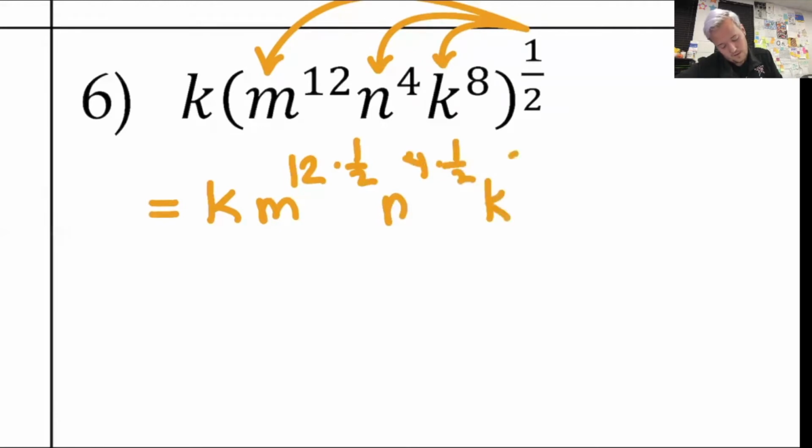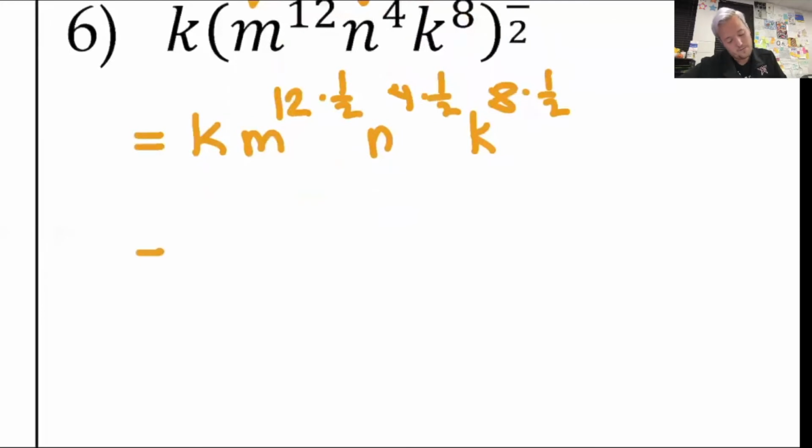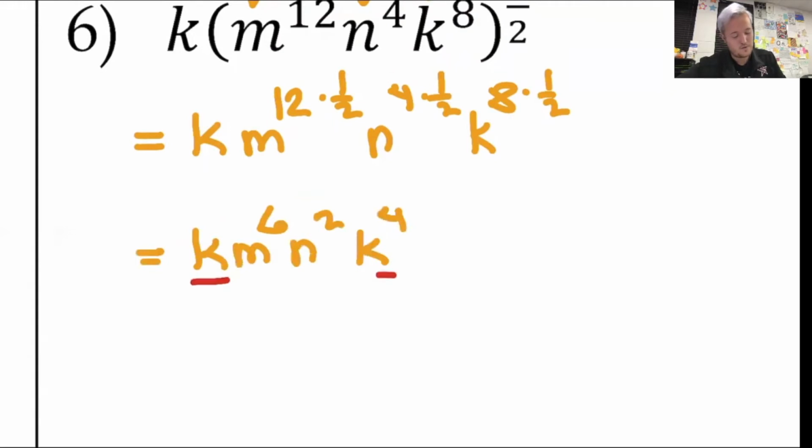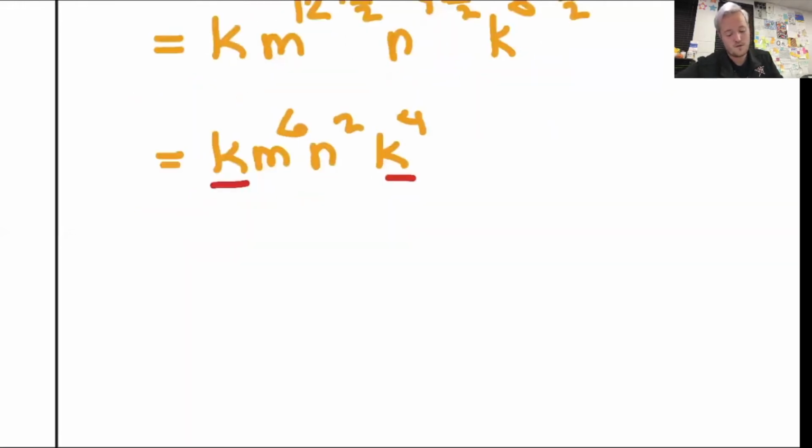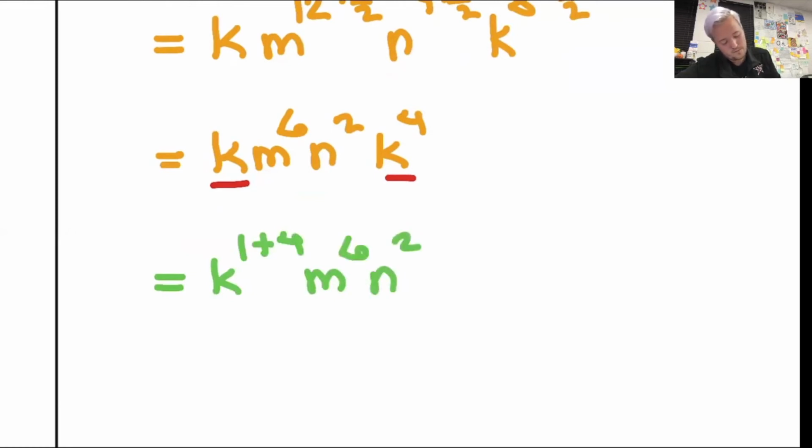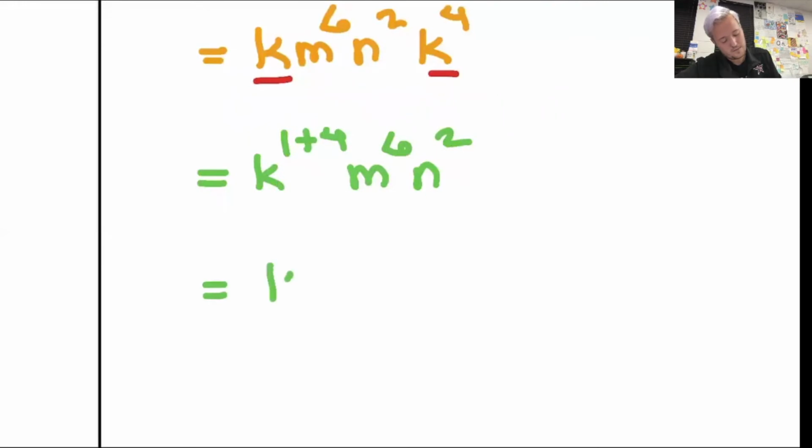and then K to the 8 times 1/2. So from here, I'm going to have K m to the 6th, n to the 2nd, K to the 4th. And then I want to combine the two K values using product rule, which means I'm going to have K to the 1 plus 4, m to the 6th, n squared, which means my final answer here is going to be K to the 5th, m to the 6th, n squared.